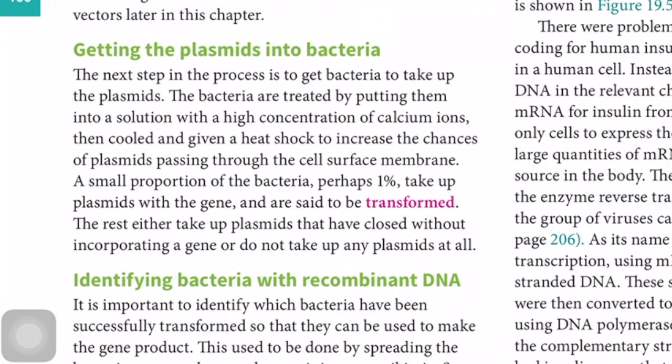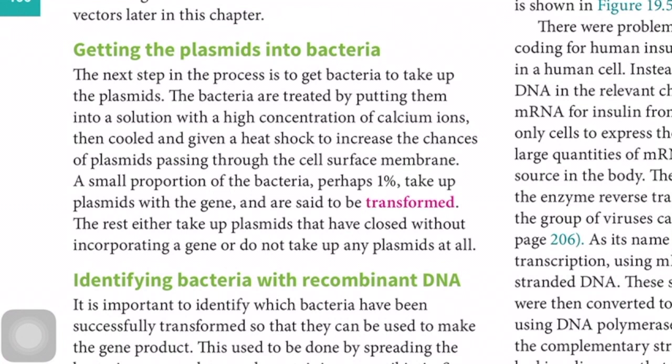Getting the plasmids into the vector. Now that we have made the recombinant plasmid that contains the gene that we want to insert into the recipient cell, we have to get the plasmid into the recipient cell. In this case, it is the bacteria. The bacteria are treated by putting them in a solution with a high concentration of calcium ions, then cooled and given a heat shock to increase the chances of plasmid passing through the cell surface membranes. A small proportion of the bacteria, perhaps 1%, take up plasmids with the gene and are said to be transformed, that is, genetically modified. The rest either take up a plasmid that has closed without incorporating a gene, or do not take up any plasmids at all.